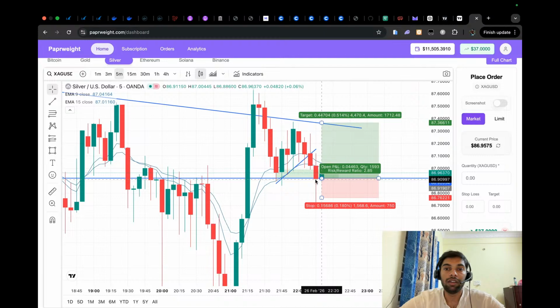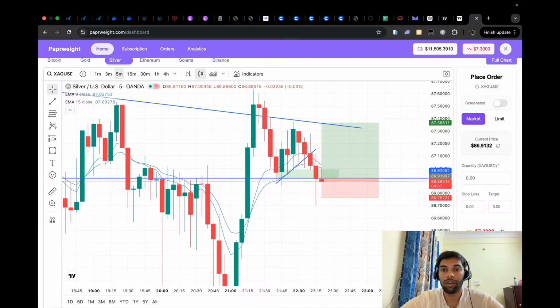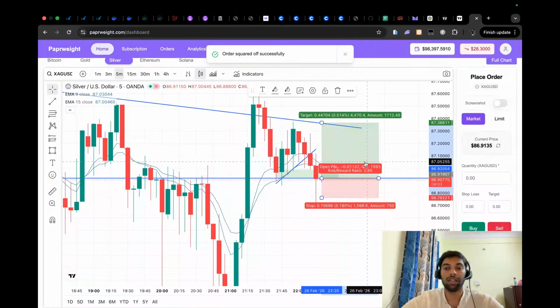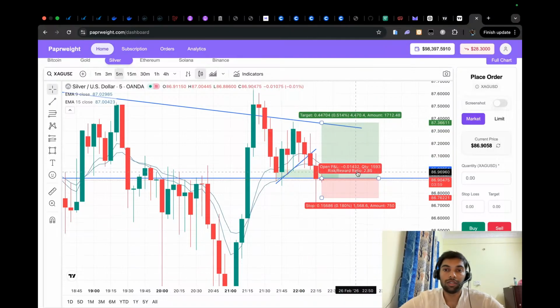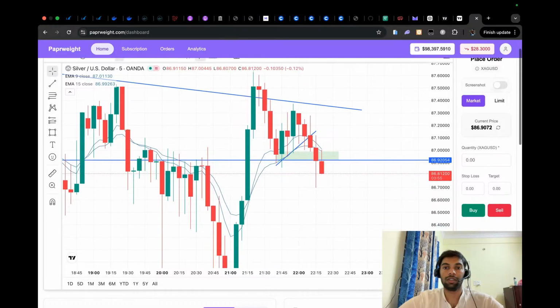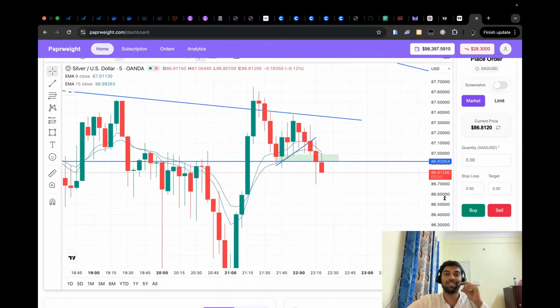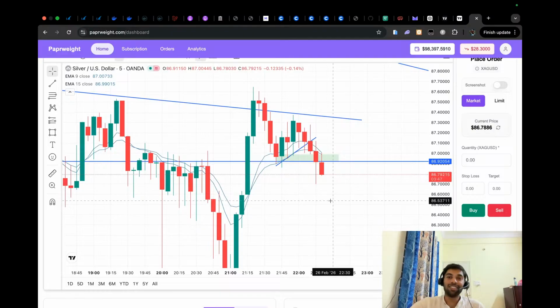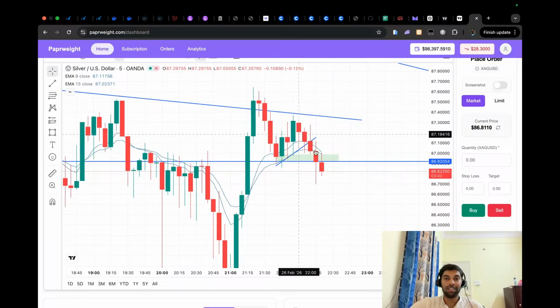Okay, oh, this is not good. This is not good. That's why I just squared off my position. So this trade no longer exists for us. That's why I just flushed out my trade, because the market took a rejection from the EMA, and this will continue in lower lows for sure.